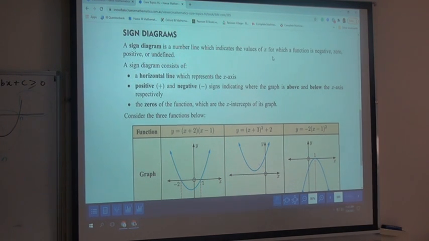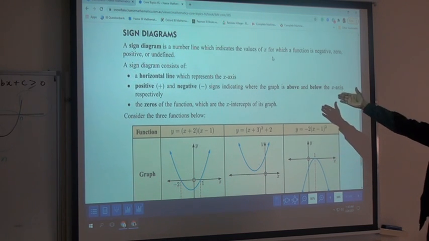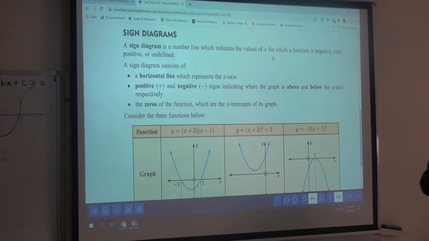So if you look at this, you see, it's a horizontal line which represents the x-axis. Positive, negative indicates whether the graph is above or below. And of course, 0 means where it touches or crosses.